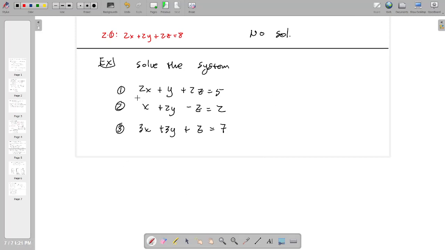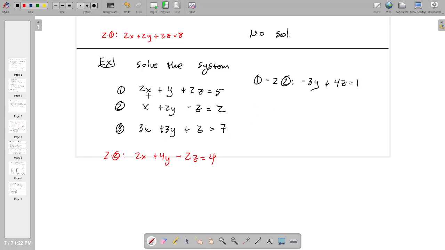All right. So first things first, I'm going to do equation 1 minus 2 times equation 2. So I need to look at what 2 times equation 2 is. 2 times equation 2 will be 2x plus 4y minus 2z is equal to 4. Now I do equation 1 minus 2 times equation 2. The 2x minus 2x is 0. y minus 4y is negative 3y. And 2z minus a negative 2z is 4z. And then we have 5 minus 4 is 1. Negative 3y plus 4z is equal to 1.